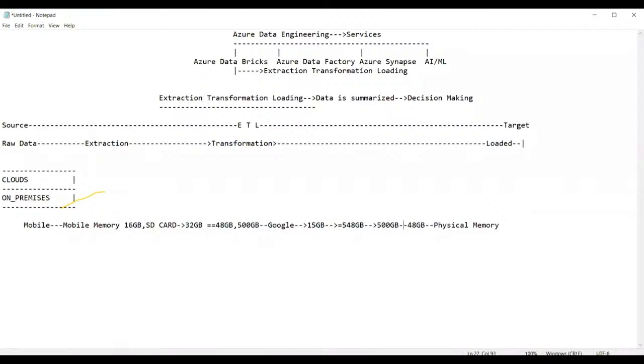Whereas the data which is stored on Google Drive can be recollected. So we can say that Google Drive, we can call it a cloud. Am I right, guys, everyone? Google memory is called as what? Cloud memory, cloud data memory. Whereas the physical memory of your mobile phone, we can refer to it as on-premises memory. Am I right, guys?